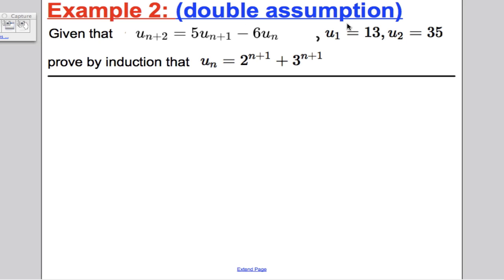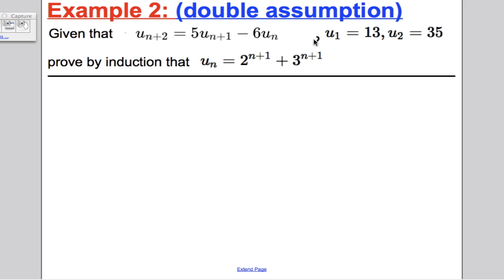I call this the double assumption example. It says, given that u subscript n plus 2 is equal to 5u subscript n plus 1 minus 6u subscript n, with u1 is 13 and u2 is 35, prove by induction that un is given by that formula there. Now the slight difficulty here is that this term here, this un plus 2, depends on two previous terms.